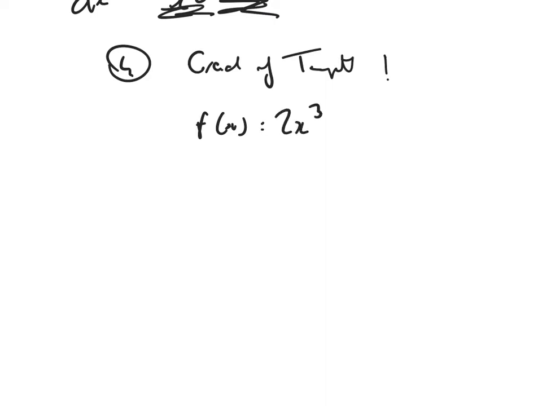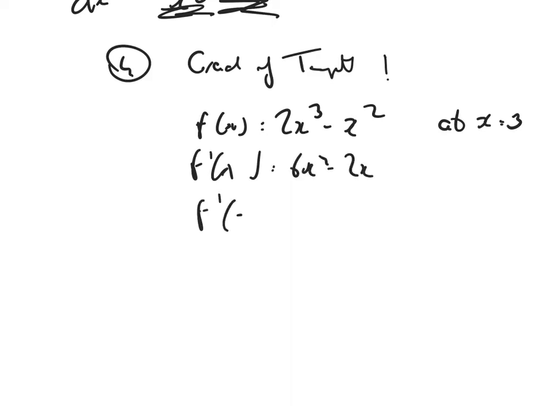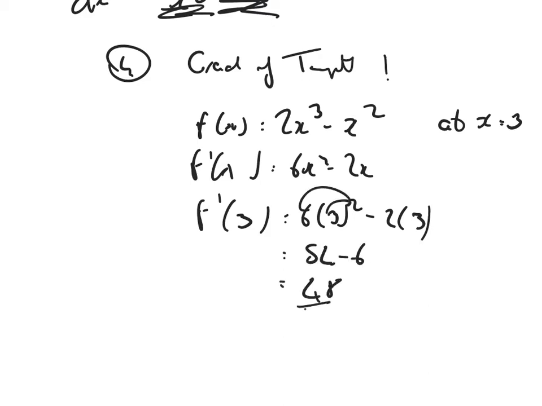Okay, next one, find the gradient of the tangent. So again, that's another phrase that's telling me to differentiate. Find the gradient of the tangent of f of x equals 2x cubed minus x squared at x equals 3. So let's differentiate. That'll be 6x squared minus 2x. f dash 3 is 6 lots of 3 squared minus 2 lots of 3. So 3 squared is 9 times 6 is 54 minus 6, and that is 48.